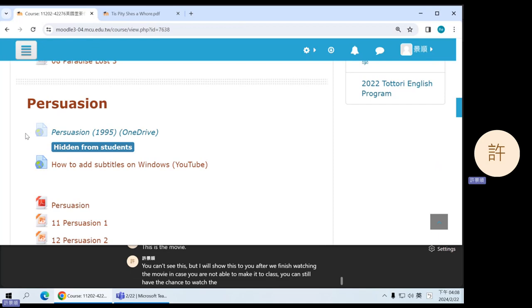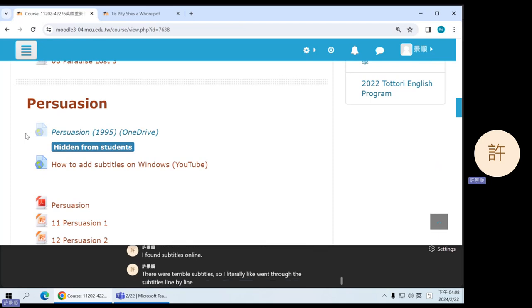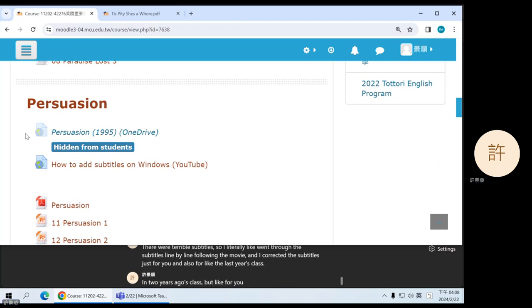Now, this is a OneDrive folder. Inside the folder, there are two files, a movie file and a subtitles file. The subtitles were edited by myself. I found subtitles online. There were terrible subtitles. So I literally went through the subtitles line by line following the movie, and I corrected the subtitles just for you. And also for last year's class and 2 years ago's class, but for you guys.